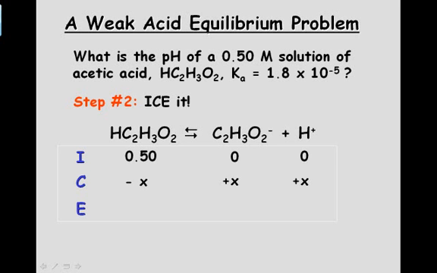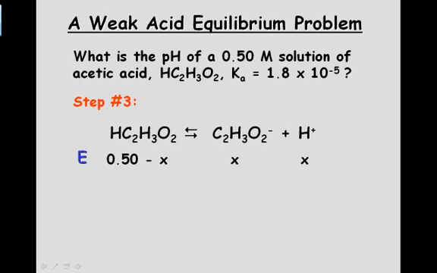The acetic acid is going to dissociate, so that becomes our minus X. The acetate and the H plus are both going to go up by X. And then again, as in previous equilibrium systems, we combine those first two rows, and that gives us the equilibrium concentrations for the three species. So we wrote the dissociation equation. We created the ICE table right underneath it.